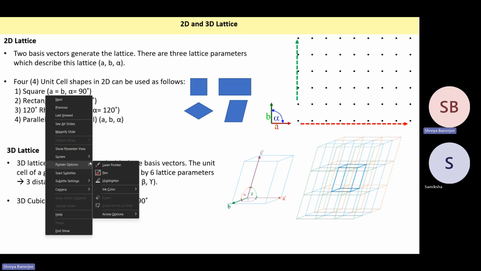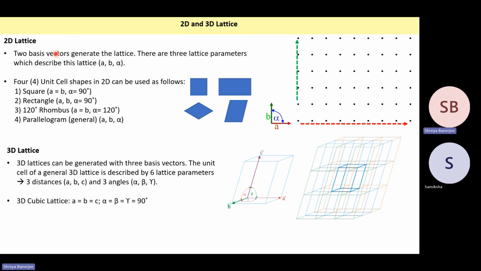Yeah. So we saw the 1D lattice. Now this is your 2D lattice. In 2D lattice, there are 3 lattice parameters. In 1D, it was only one dimension. In 2D, you have 2 dimensions along the x-axis and the y-axis. By lattice parameter, it means the dimensions of the unit cell.